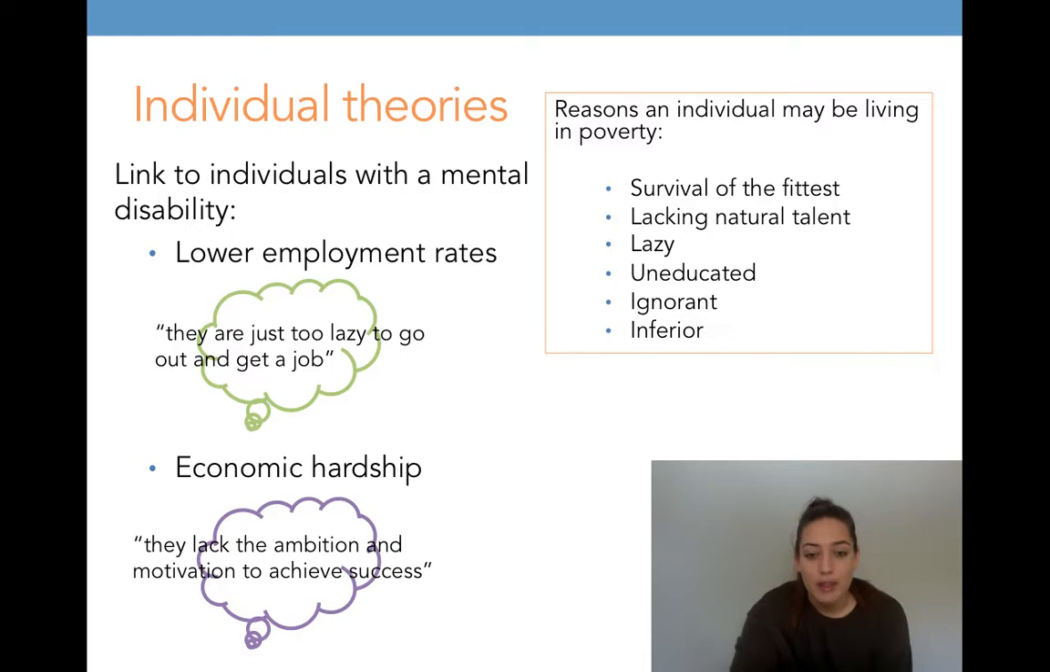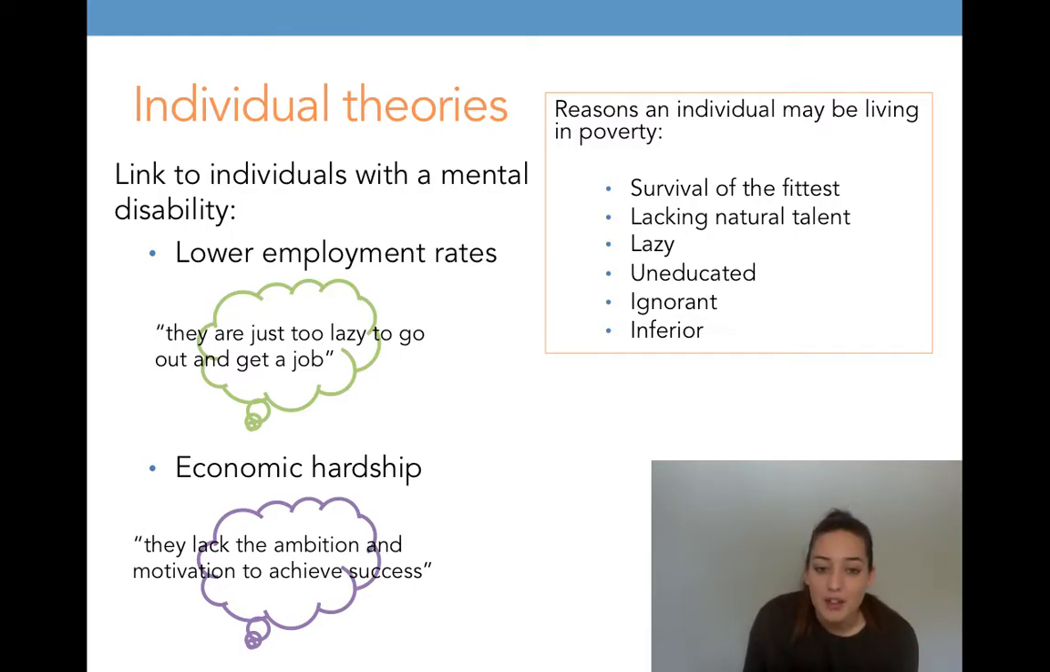Many believe that those with a mental disability are inferior to those without a disability, and therefore, this is why they are living in poverty. In this explanation of poverty, the lower employment rates amongst individuals with a mental disability could be attributed to them being too lazy to go out and get work. Now that we understand what the individual explanations of poverty entail, we can link it back to the causes of poverty for mental disability. So, people with a mental disability are considered to be biologically inferior. These individuals were either born with or obtained a mental disability, and therefore are responsible for their own poverty, as they are inferior to adults without a disability.